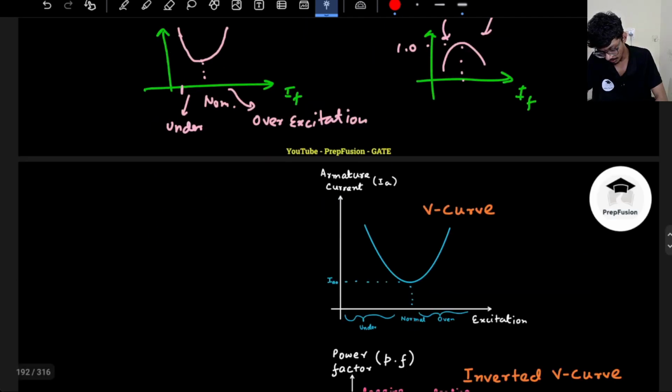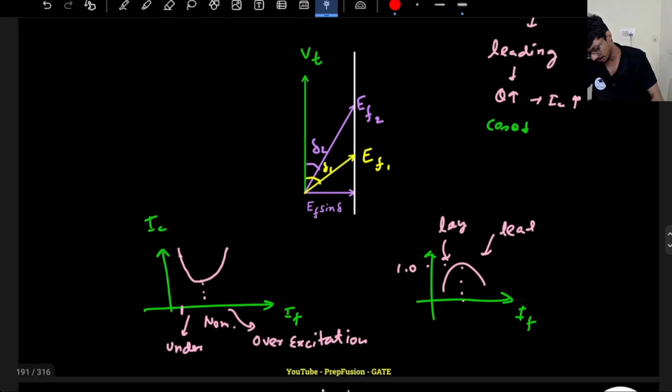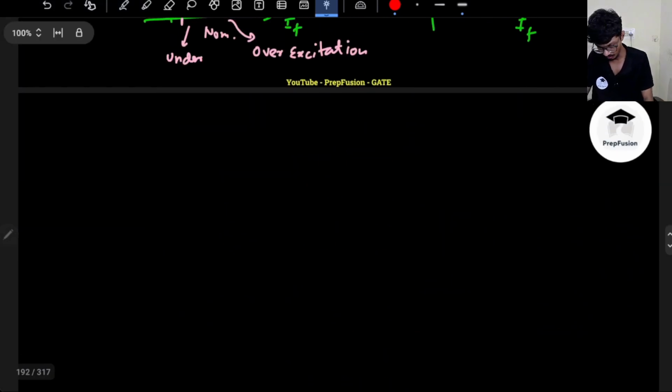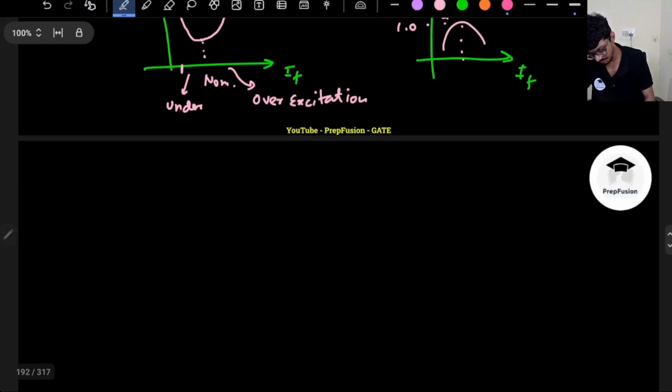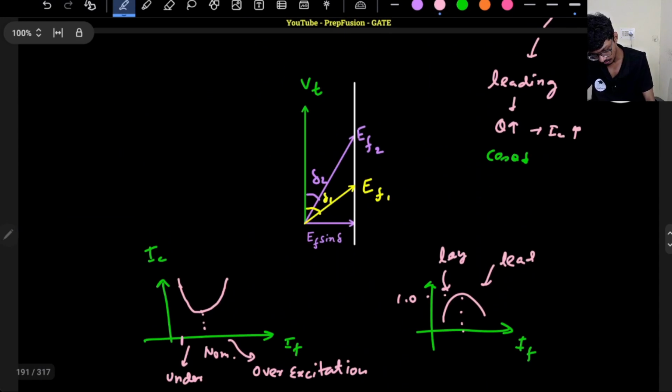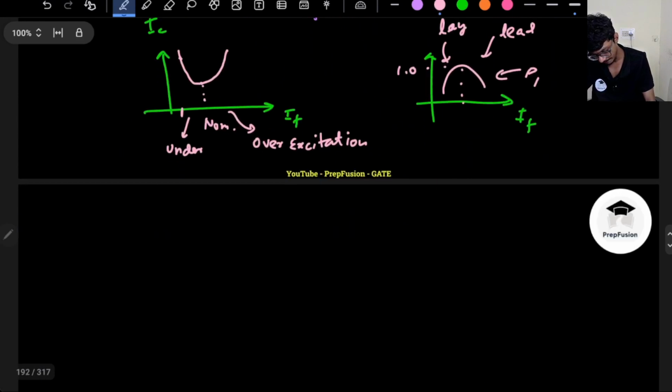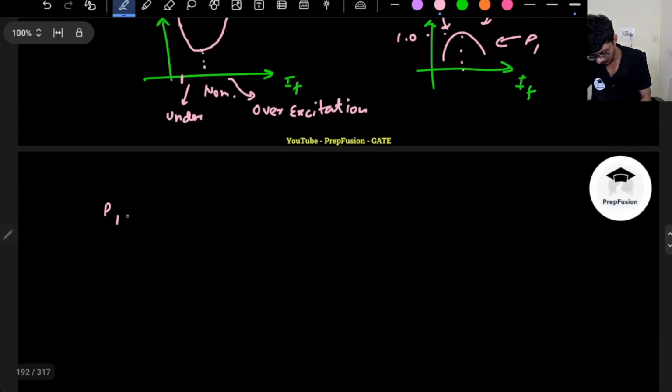Now let's discuss one more thing, for multiple powers. Let's say this graph is for P1, and I'm talking about unity power factor, at nominal excitation, keeping excitation same.